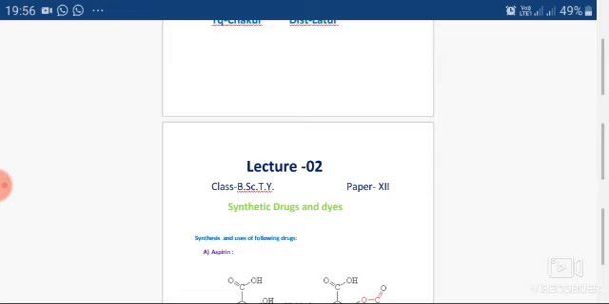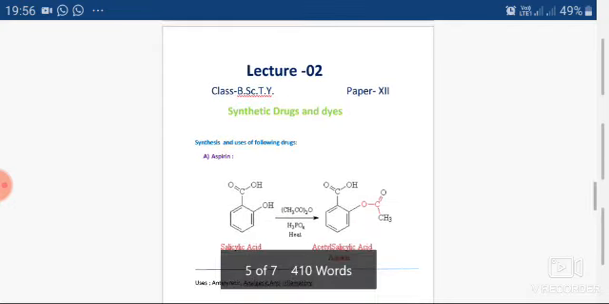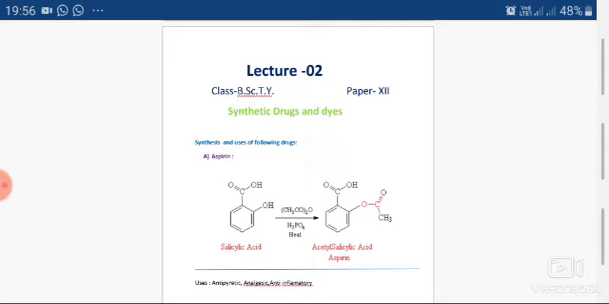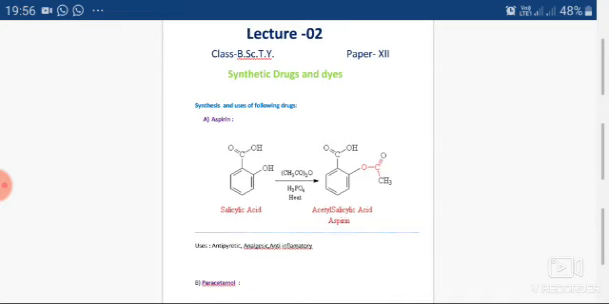In the previous lecture, we had seen the introductory part of the synthetic drugs. Then we had seen the characteristics of an ideal drug, and then we had also seen the classification of the drugs. Now we are going to synthesize some of the synthetic drugs, and also we are going to see the uses of the drug. And the first one is aspirin.